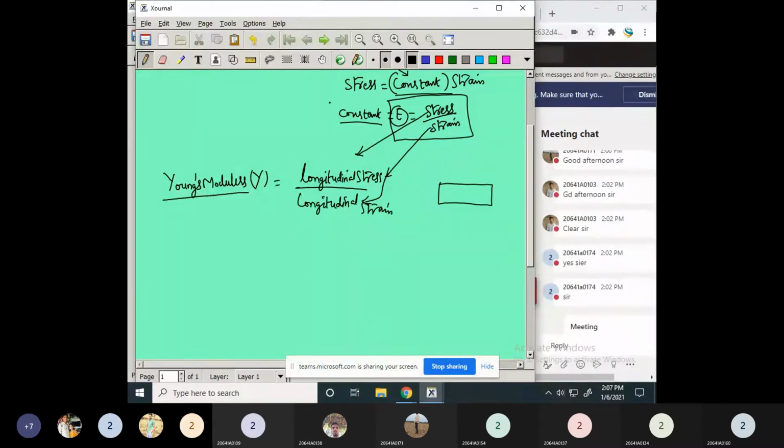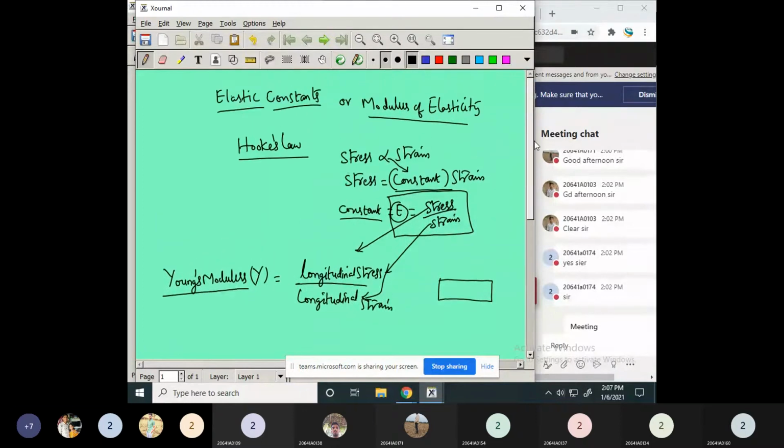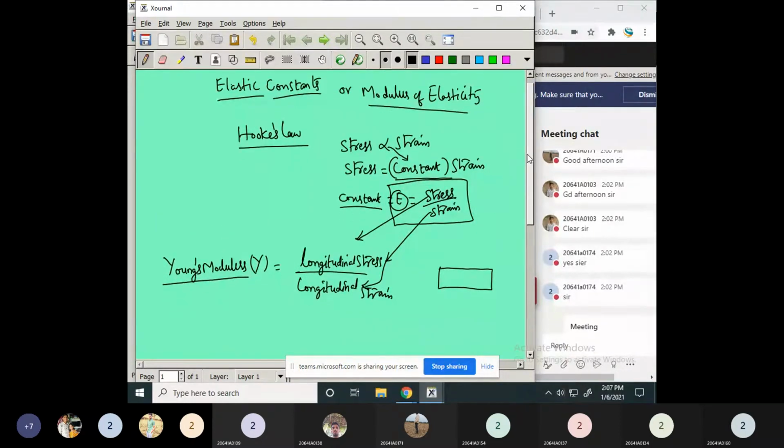Okay, now this is regarding the Young's modulus. So we are going to see about the different types of elastic constants or modulus of elasticity. If there is only one modulus, you will consider it as a modulus. If you have more than one, you consider this as moduli. Plural form. This is singular here. This is singular. This is plural.